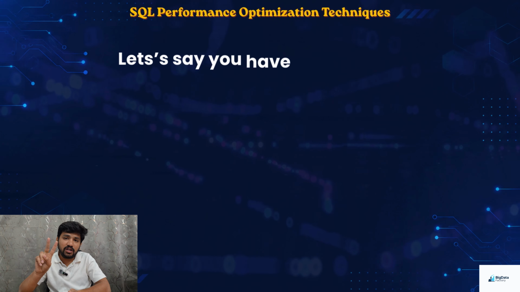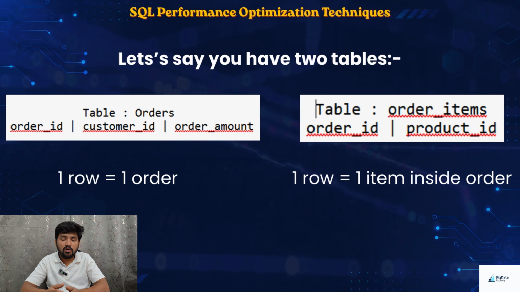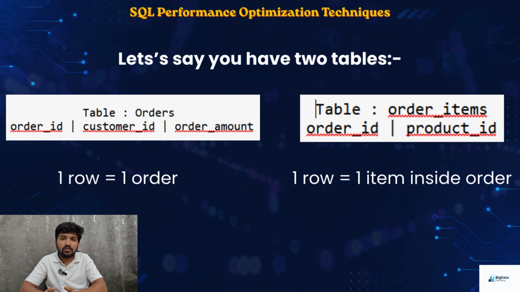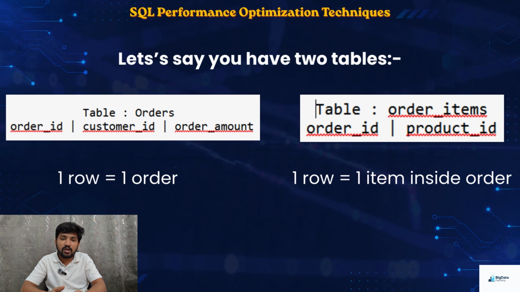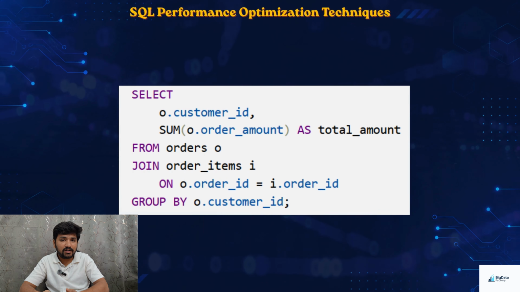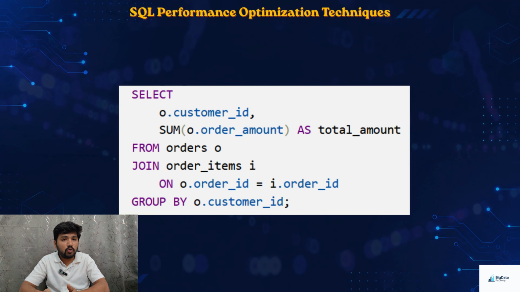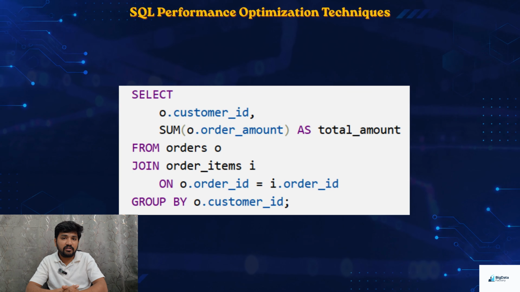The third mistake is one of the most dangerous ones, wrong joins. Not just because they make queries slow, but because they can also make your answer wrong. Let's say you have two tables, orders and order items. Now, if one order has 5 items and you join orders with order items, that one order becomes 5 rows. So if you write the below query, this query may look correct, but it can overcount order amount because the same order amount is repeated for every item. So the query is not only slower, it may also produce wrong business metrics.